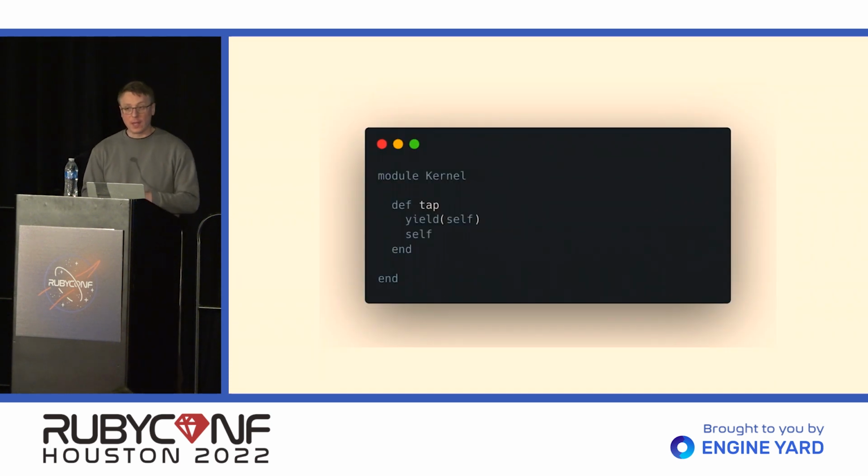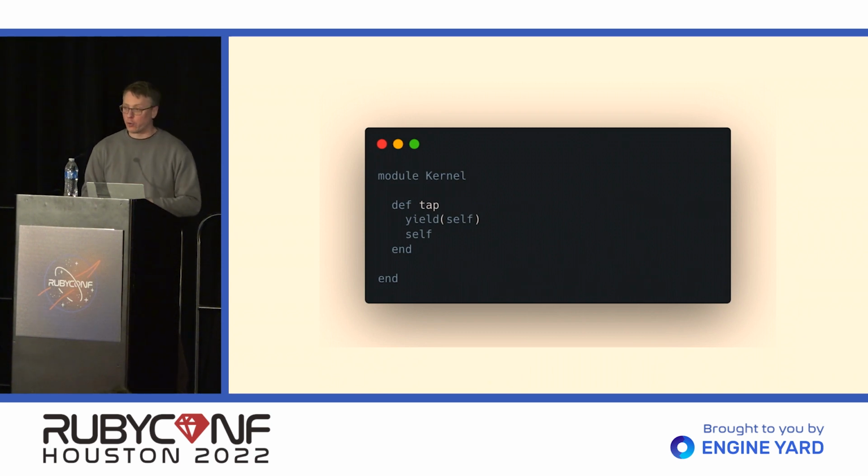So this is from the MRI source code. It's a very simple method you might have heard of called tap. Tap allows you to run a block with a value and then return the value. You can use it to inject into a pipeline of method calls to, for example, print out an intermediate value from a chain of method calls, something like that. It's very simple. All it does is yield its value and then return its value so you can keep using it. So we can express this in pure Ruby.